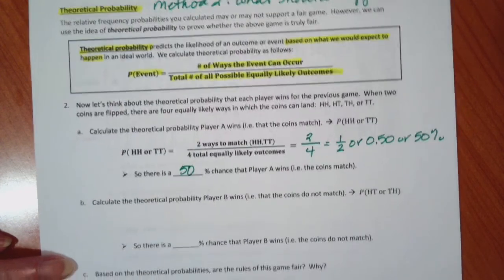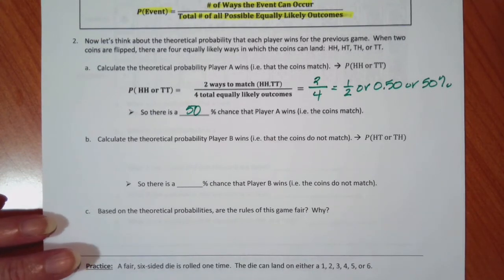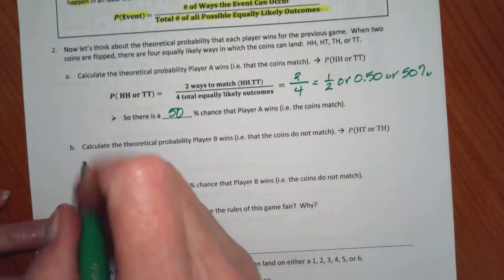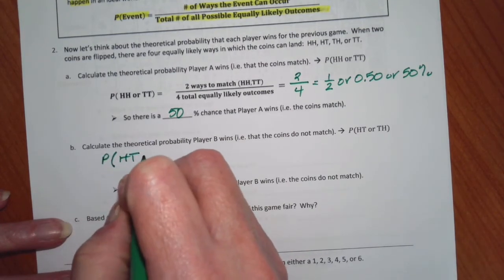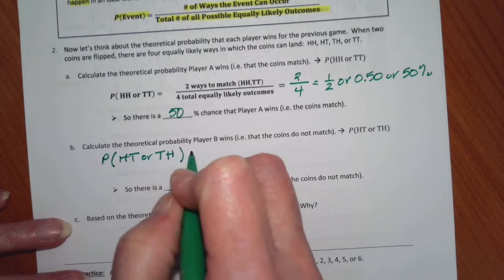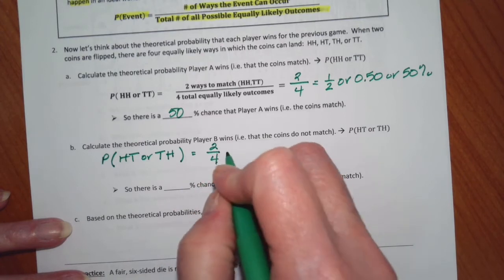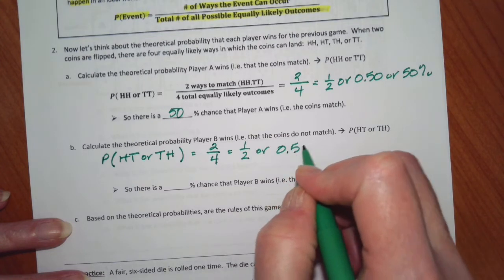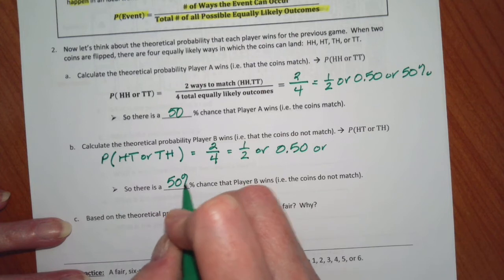So there is a 50% chance that player A will win. Now let's look at the theoretical probability for player B, heads-tails or tails-heads. There are 2 ways to do that out of the 4 possible outcomes, which again is 1/2, which is 0.5, which is 50%.